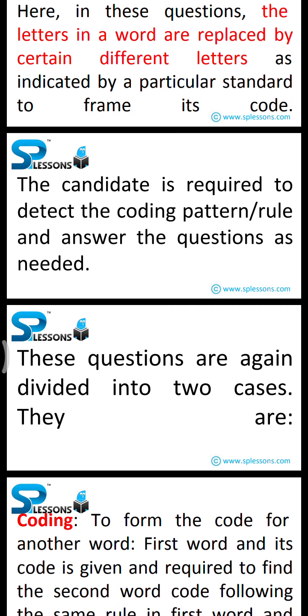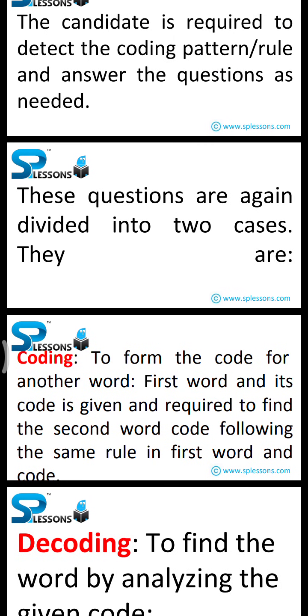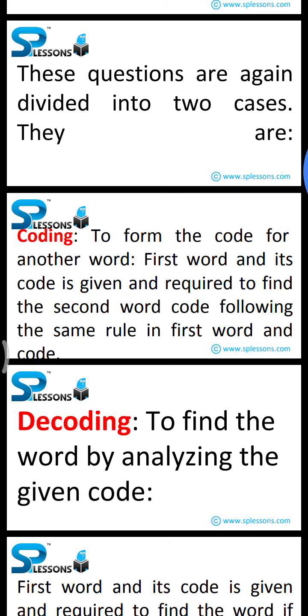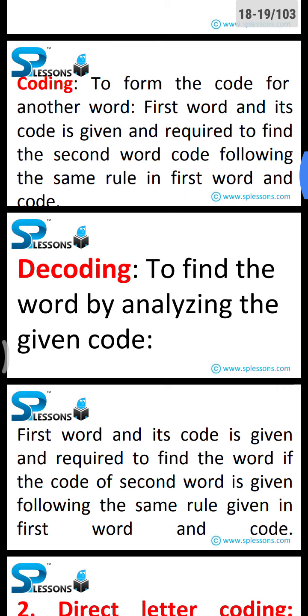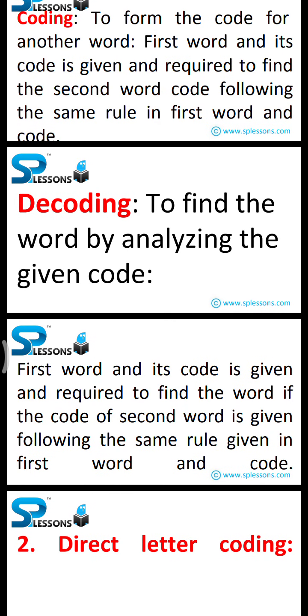They are coding. To form the code for another word, first word and its code is given and required to find the second word code following the same rule in first word and code. Decoding. To find the word by analyzing the given code. First word and its code is given and required to find the word if the code of second word is given following the same rule given in the first word and code.